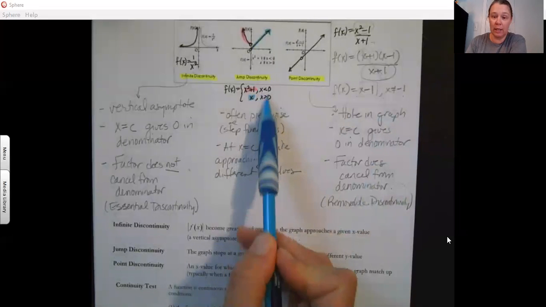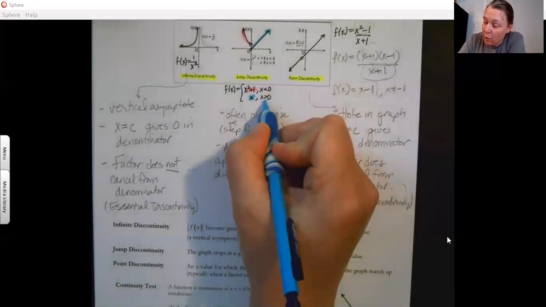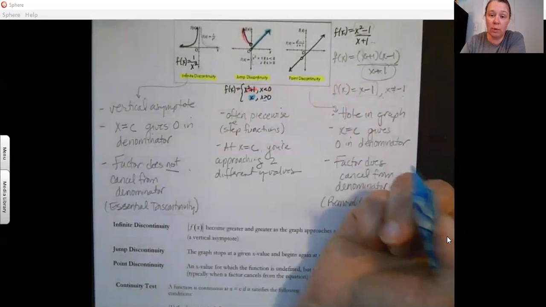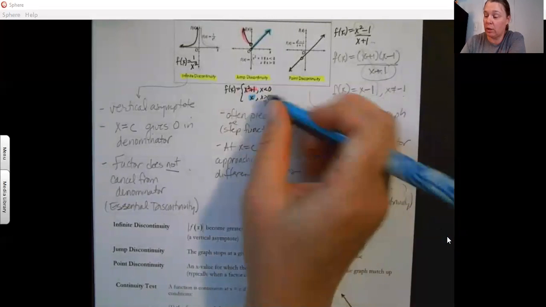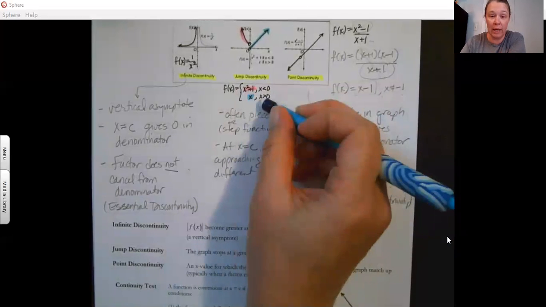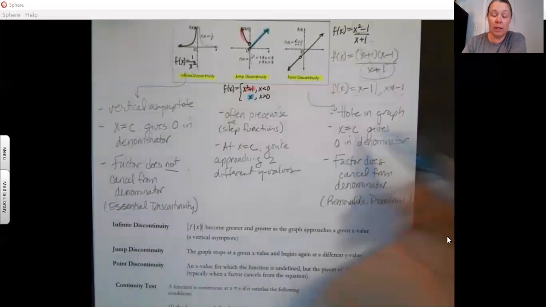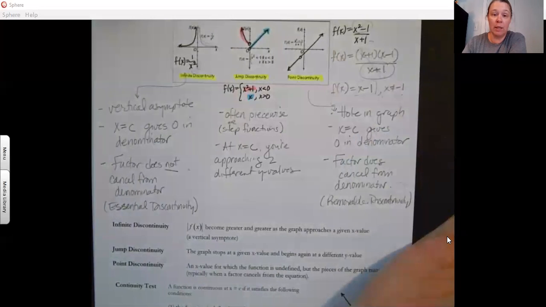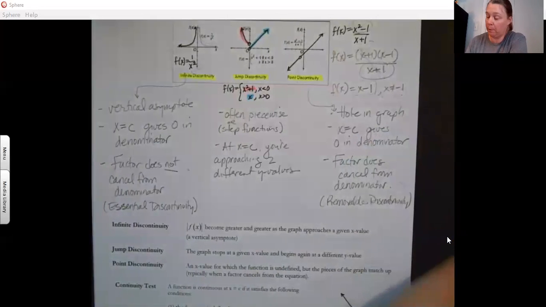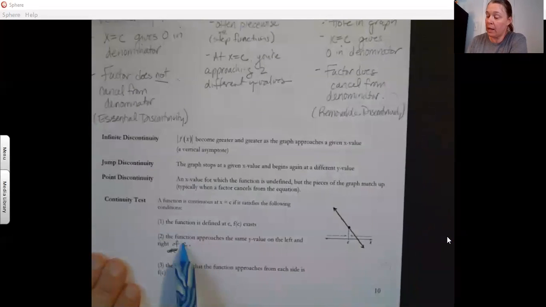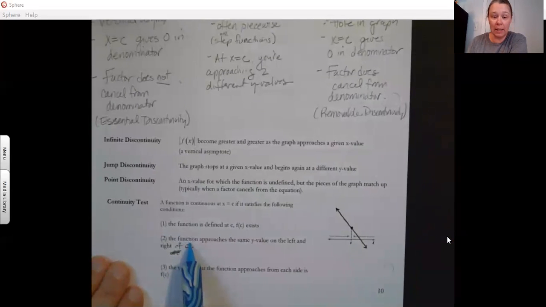Actually, in this one, you can't either. If this one had an equal to underneath it, then you could plug it in and say it's defined. This one would meet the first criteria if we had an equal to under it. Okay, so in all of these, we could start by saying, I know it's not continuous because f of 0 isn't even possible.